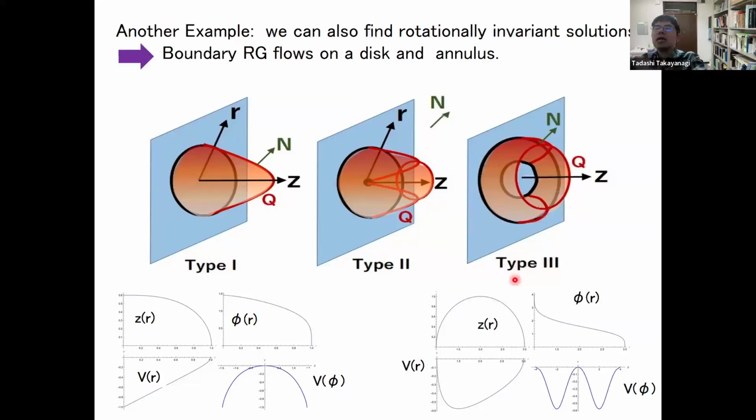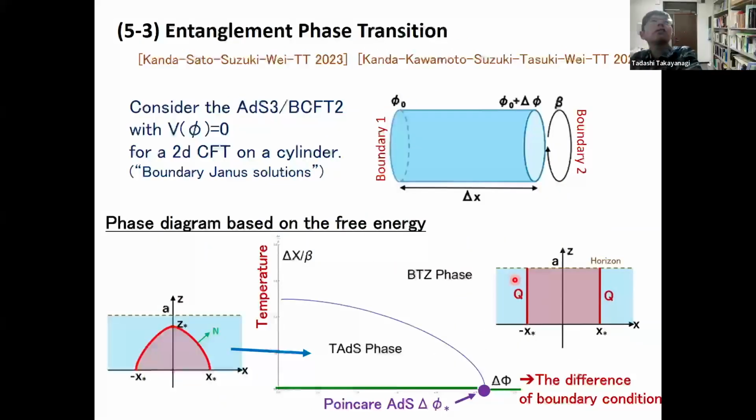And finally, I'd like to talk about entanglement phase transition. This is actually an interesting application of AdS/BCFT. So we consider AdS3/BCFT2. And as we mentioned, we can also talk about the cylinder, right? On the cylinder, there are two boundaries. This is boundary number 1, and there's boundary number 2.